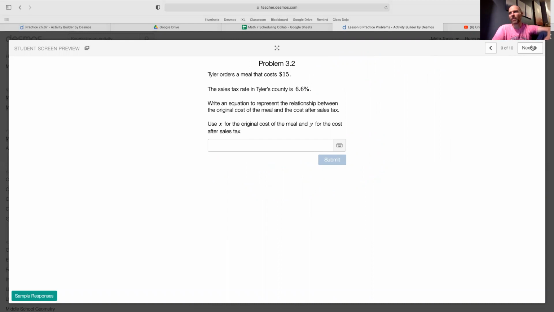Okay, so same setup. Tyler orders a meal, it costs $15. Sales tax rate is 6.6%. Write an equation to represent the relationship between the original cost of the meal and the cost after sales tax. Use X for original cost of the meal and Y for cost after sales tax.